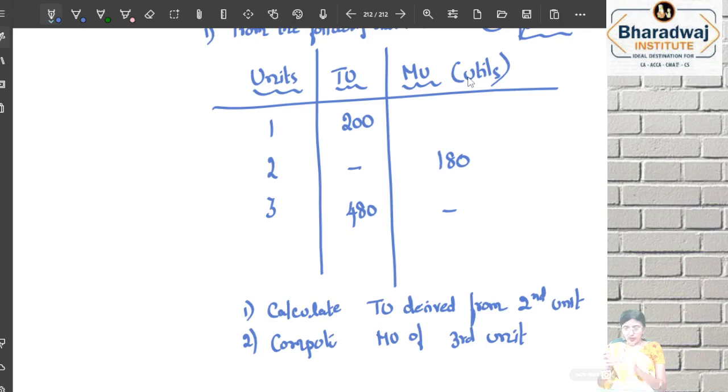Online students, please try out. See whether you can calculate TU. The second level of unit, it is from the past paper only.